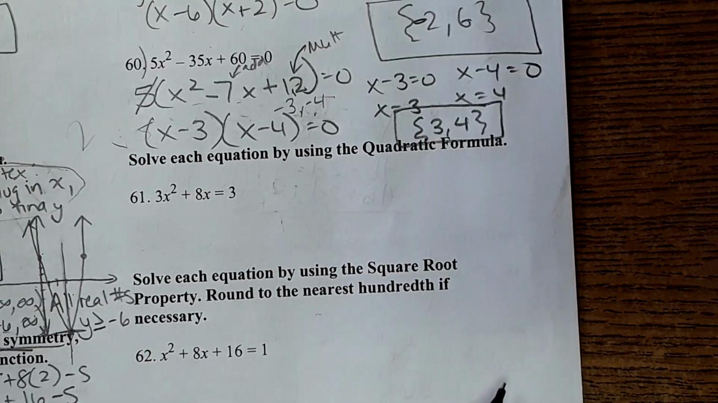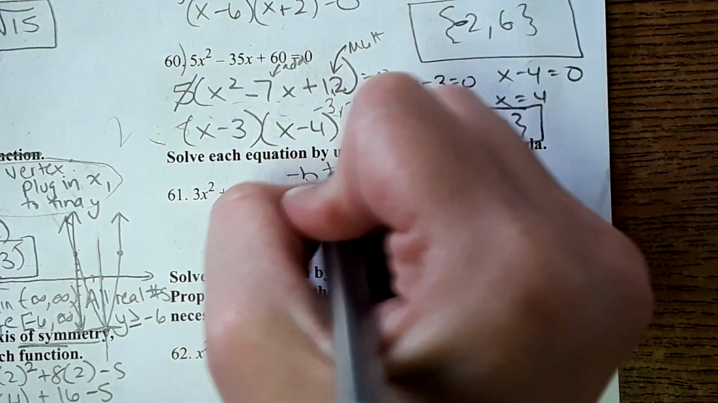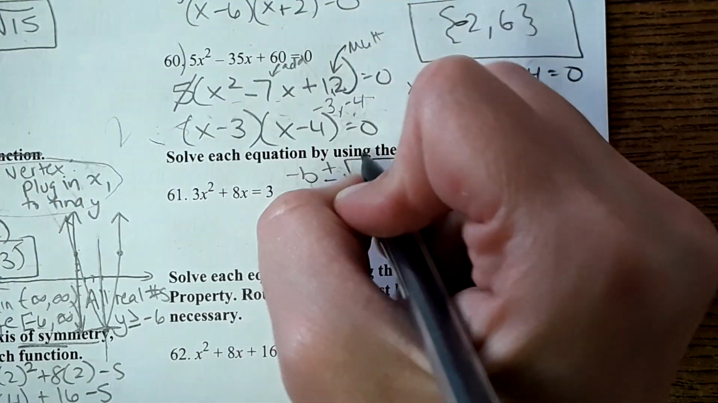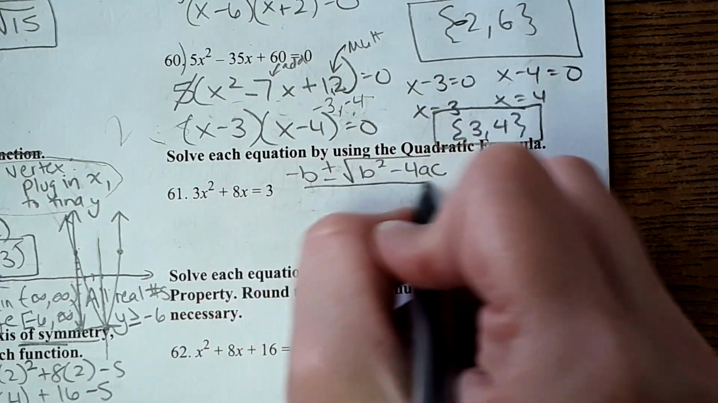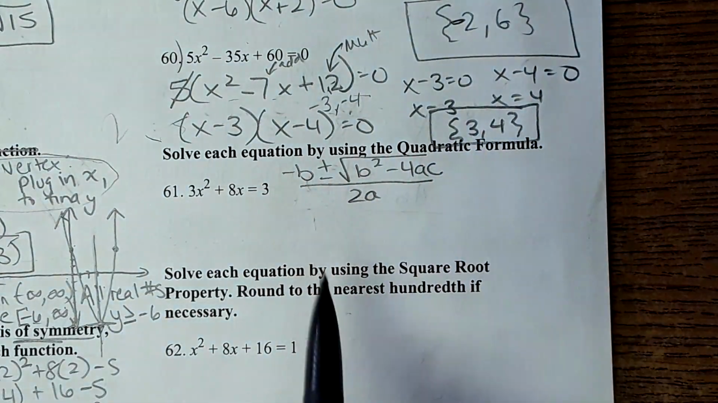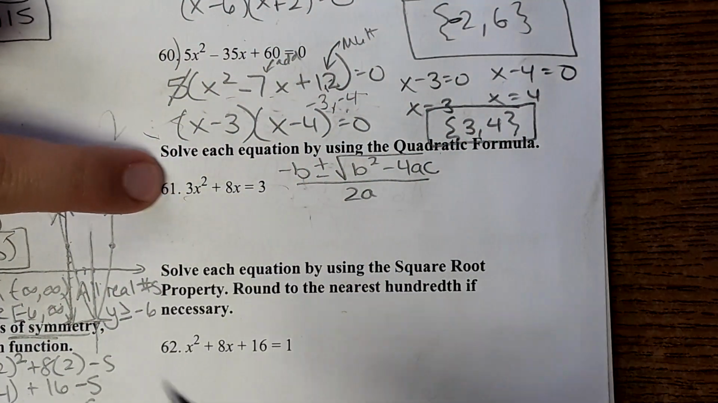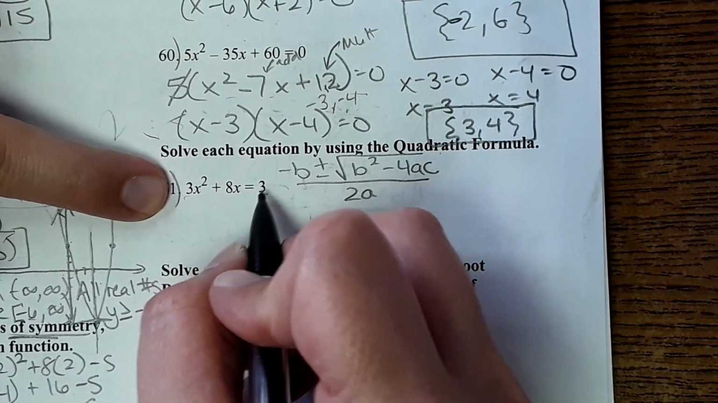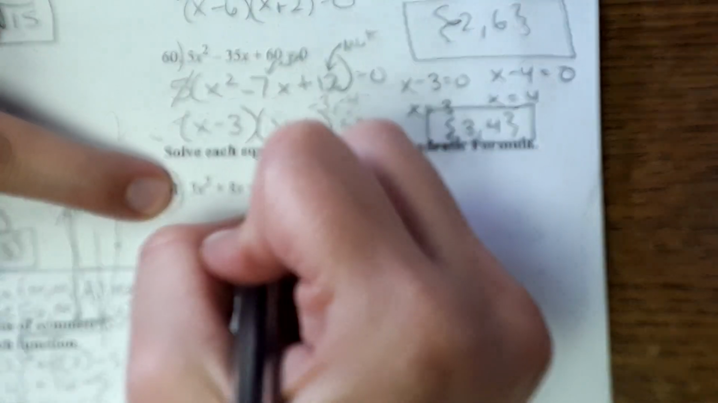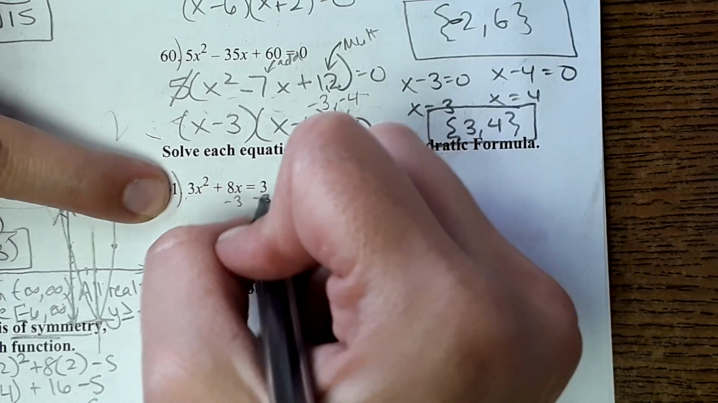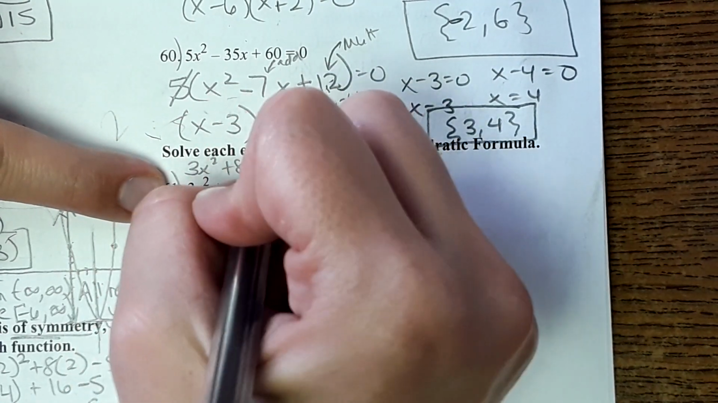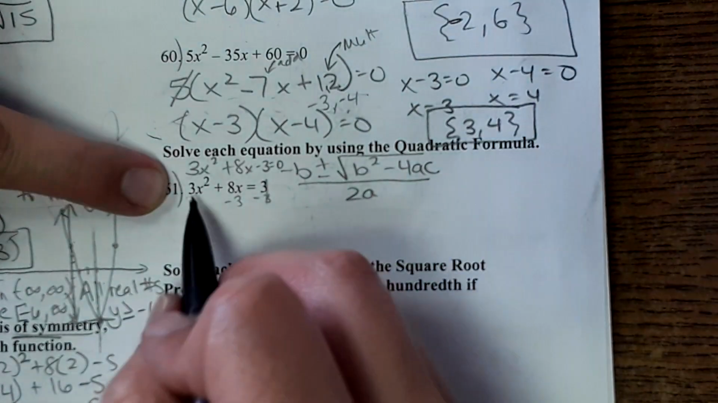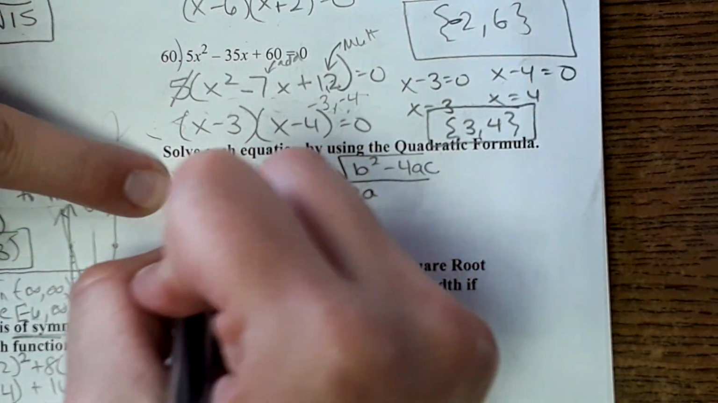Okay, 61, solve each equation by using the quadratic formula. I'm going to write down the quadratic formula here. Negative b plus or minus square root of b squared minus 4ac over 2a. So we need to just plug the numbers into here. We need to have this in standard form first, though. This needs to be equal to 0. So we're just going to subtract 3 from both sides to get it equal to 0. 3x squared plus 8x minus 3 equals 0. Okay, now I can plug in numbers.